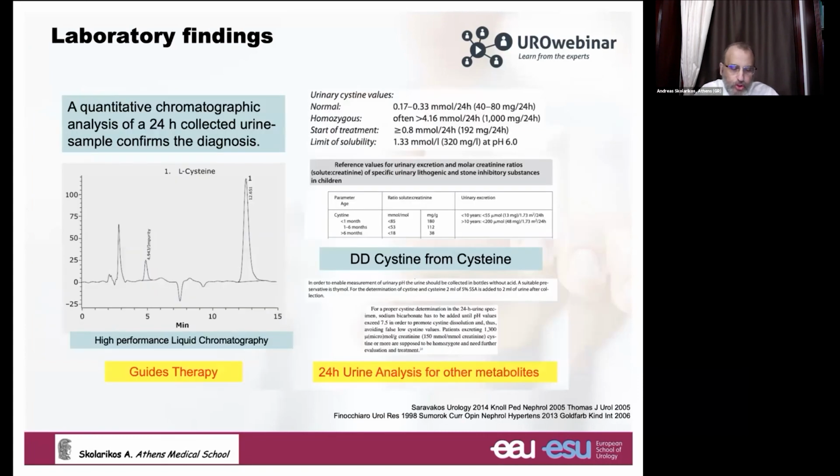The most important tool, especially for guiding therapy and monitoring cystine patients, is the 24-hour urine cystine levels measured by high-performance liquid chromatography. Normal values are less than 80 milligrams per 24 hours, with homozygote patients excreting more than 1 gram per 24 hours. And you can also see the normal values or the relevant values for children in the slide.